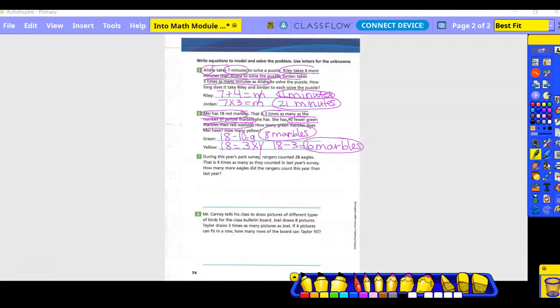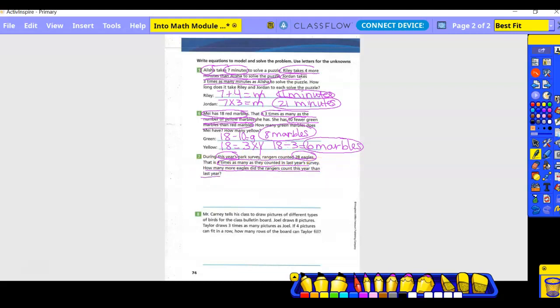Number 7. During this year's park survey, rangers counted 28 eagles. That is 4 times as many as they counted in last year's survey. How many more eagles did the rangers count this year than last year? So this is a multi-step problem, right? Okay, so this year there were 28 eagles. And then that is 4 times as many as they counted last year. And then they want to know how many more eagles did the Rangers count this year than last year.